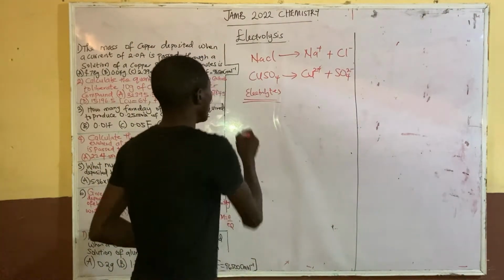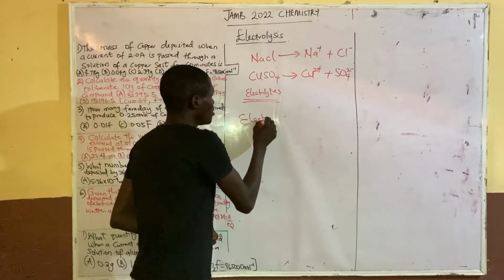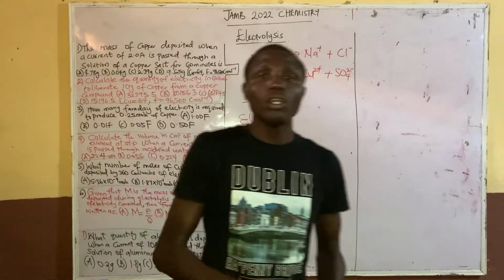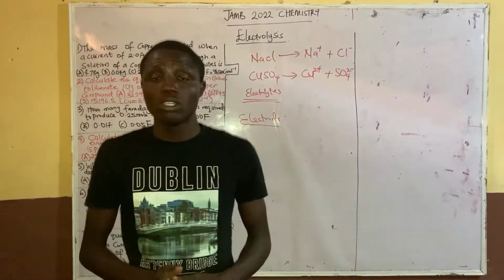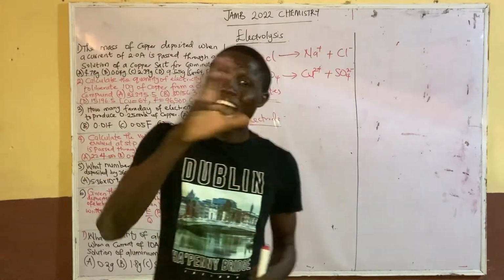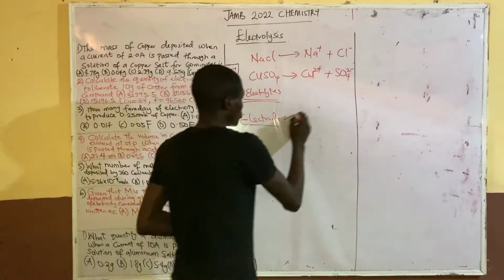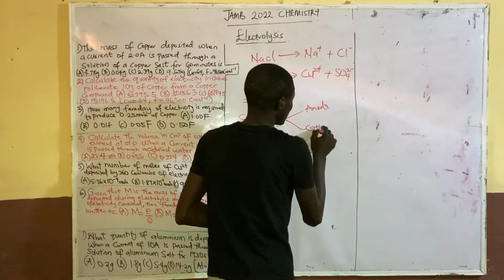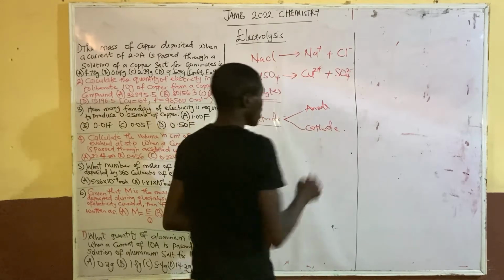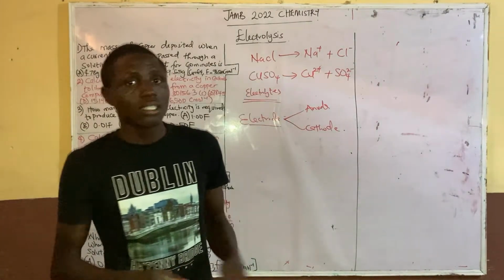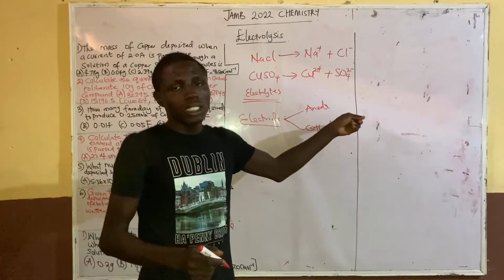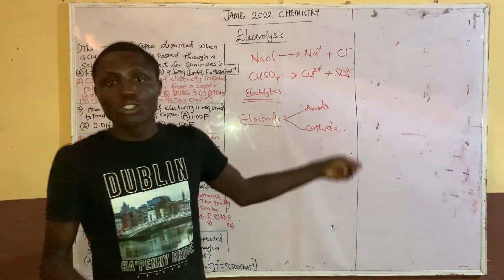We also have something we call electrodes. Electrodes are also called poles. They are electric poles, which can be anode or cathode. We use these words also in electrolysis.